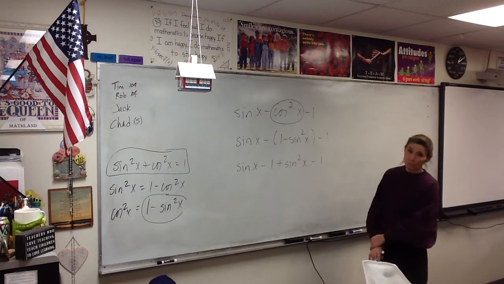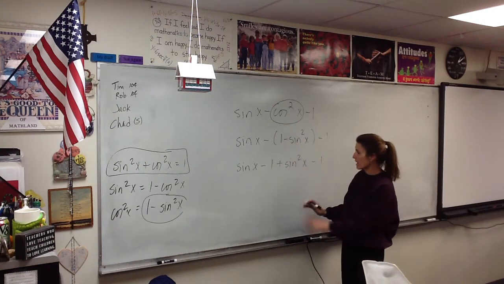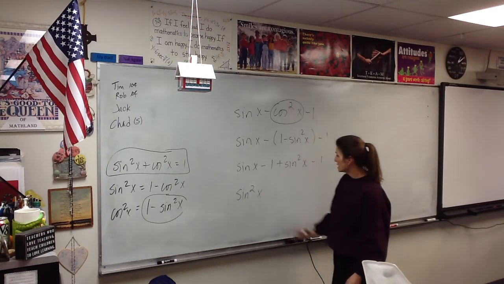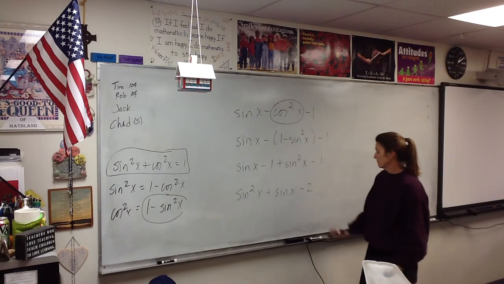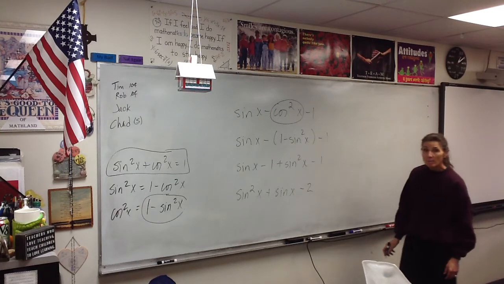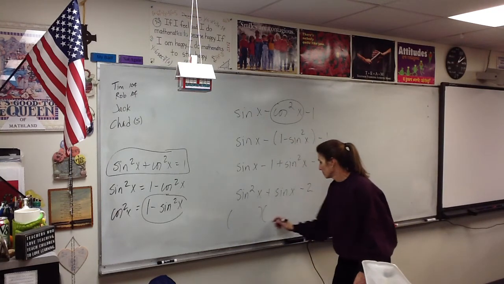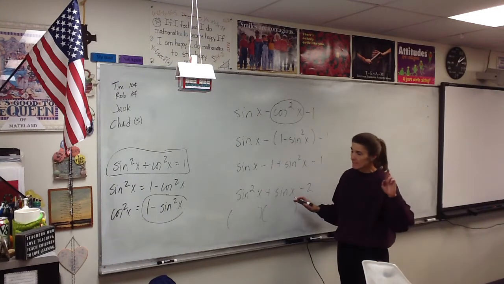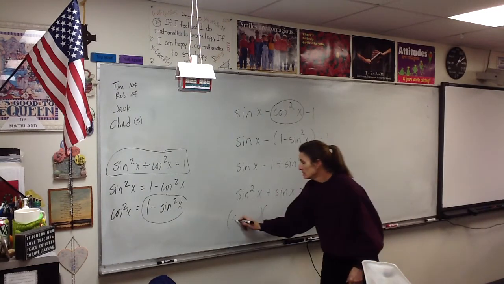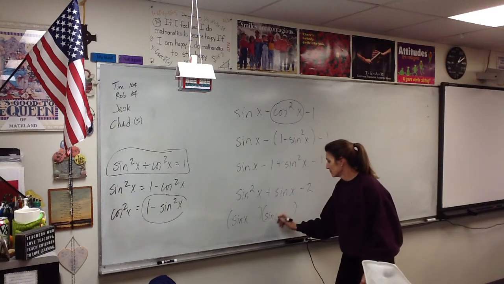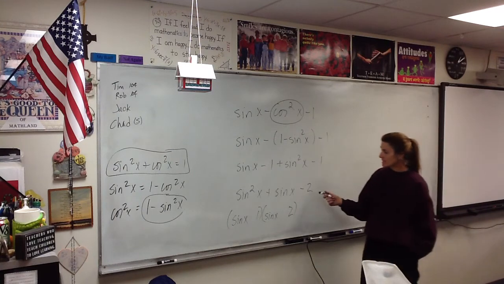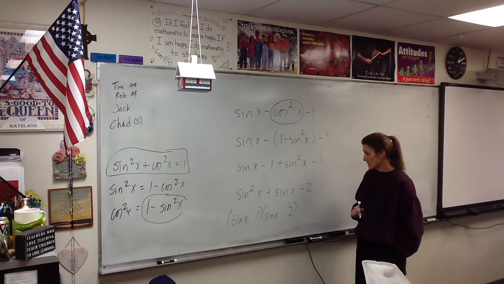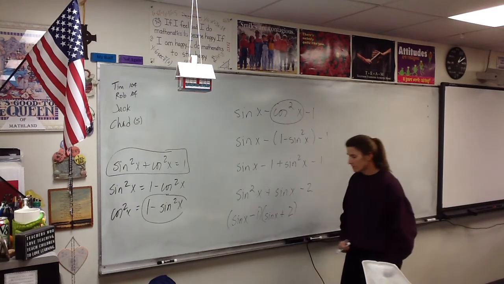So, here we go. We've replaced it. We've distributed. Let's rearrange. Collect like terms. We have sine squared plus sine minus 2. Now I'm going to try to factor that. Now I can, hopefully, because it's all sines. So I'm going to start with sine in the front and 2 and 1 in the back. And now because that's a negative 2, I know I need one positive and one negative. And I just kind of want to think about this for a minute. I think I'll put the negative here and the positive here.